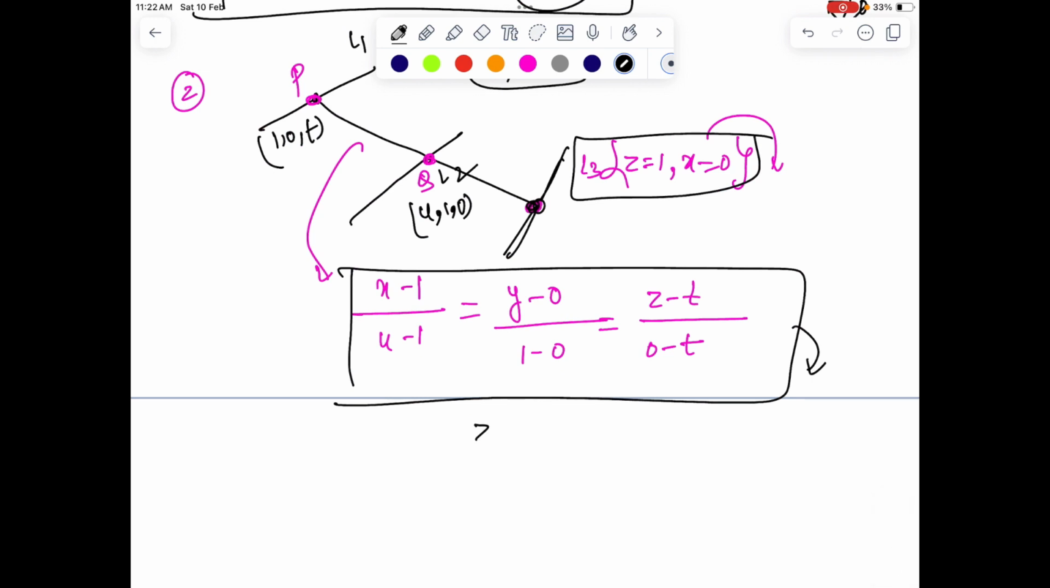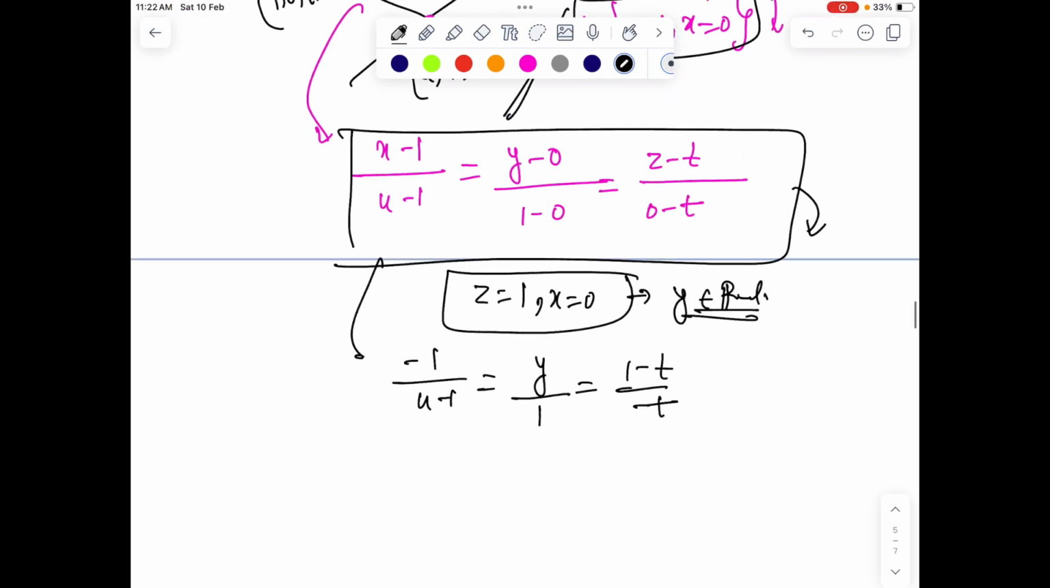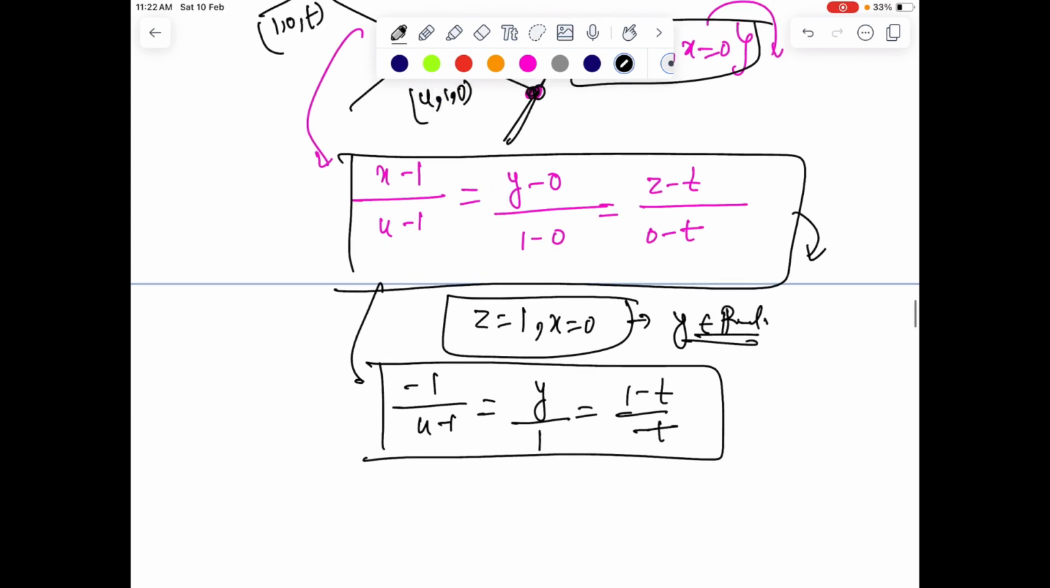Now in turn, if this has to intersect another line L3, z equals 1 and x equals 0, so z equals 1 and x equals 0 must satisfy this. What about y? y can be any real number. So put z equals 1 and x equals 0, we'll get minus 1 by u minus 1 is y by 1 equals 1 minus t over minus t.